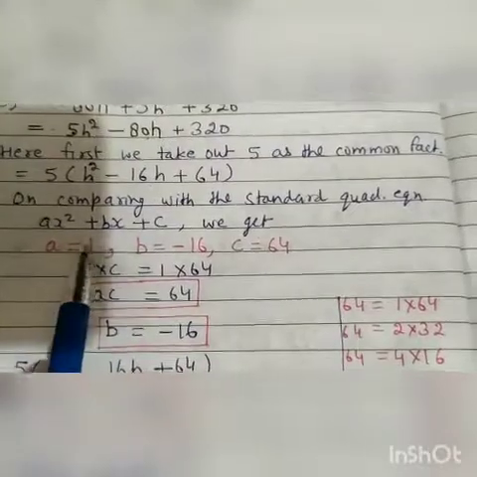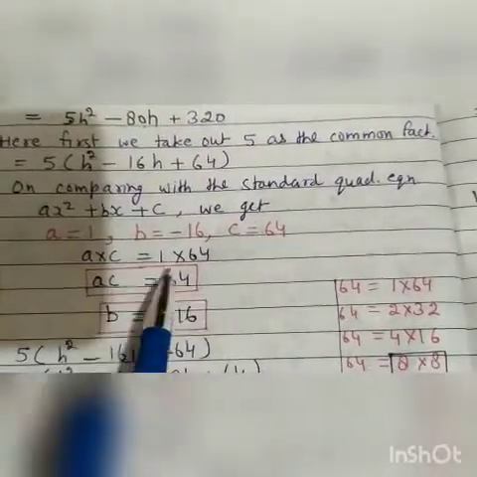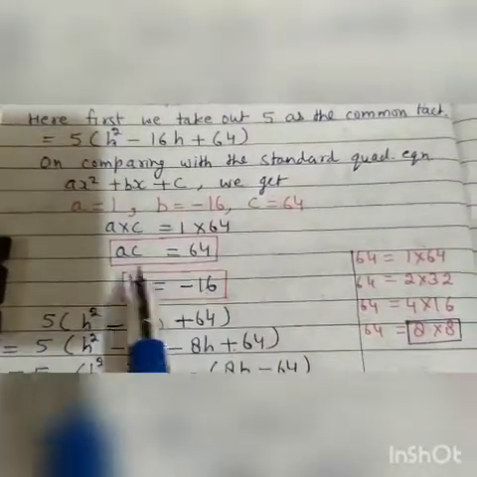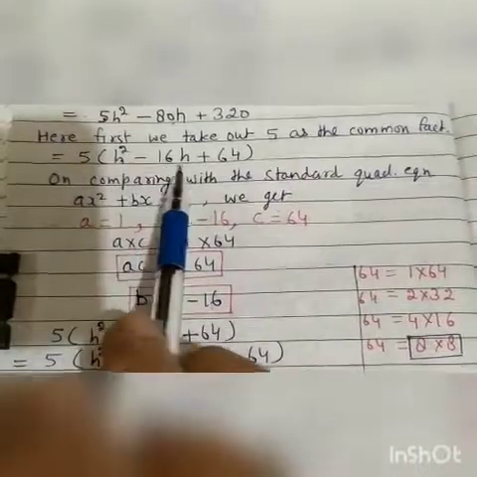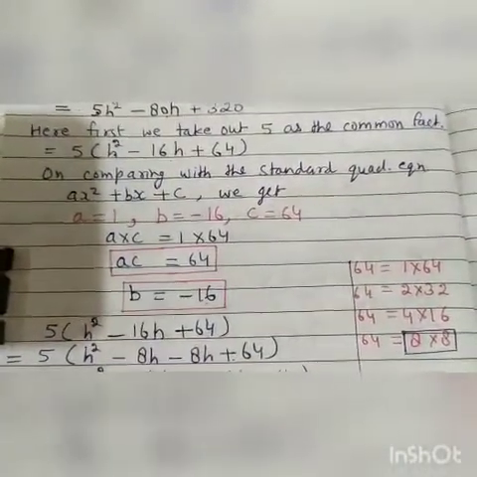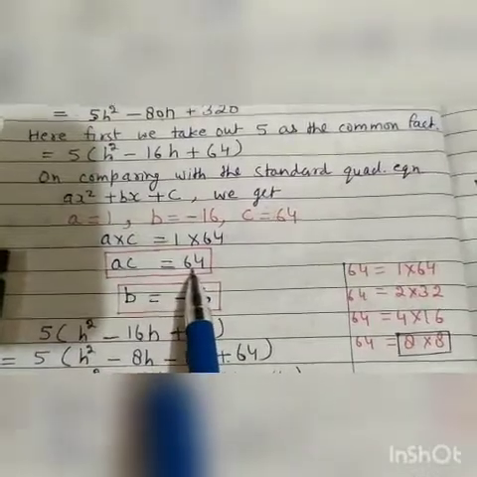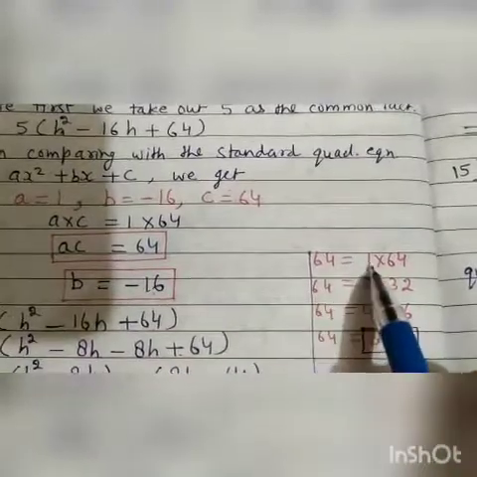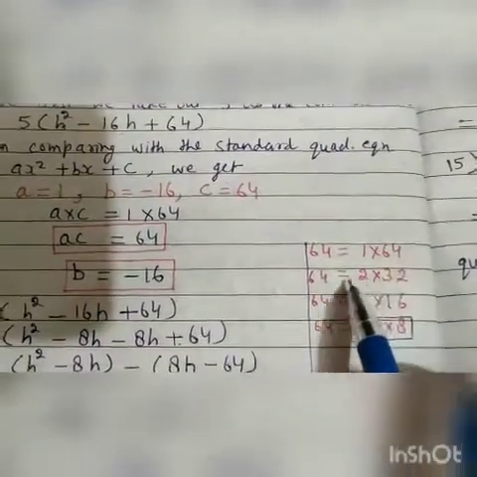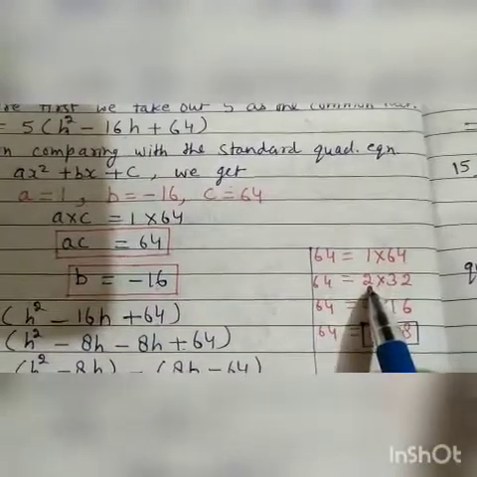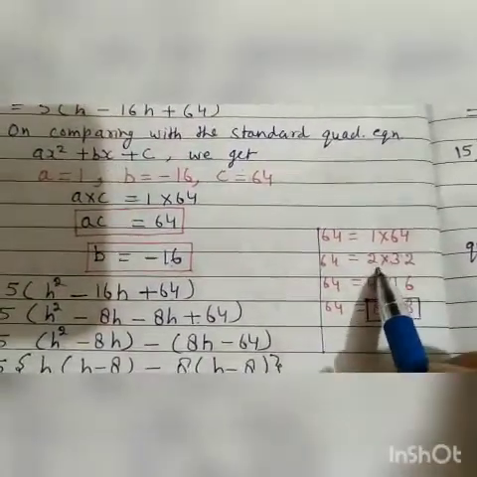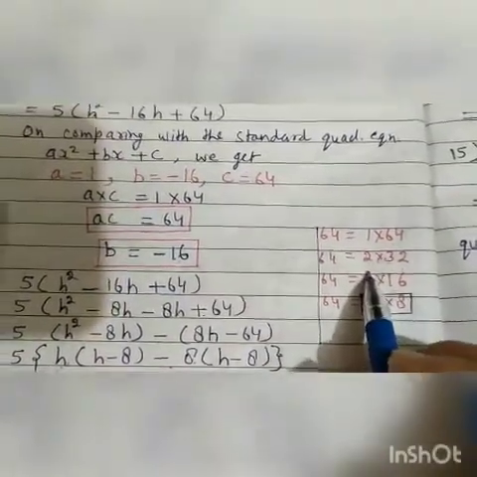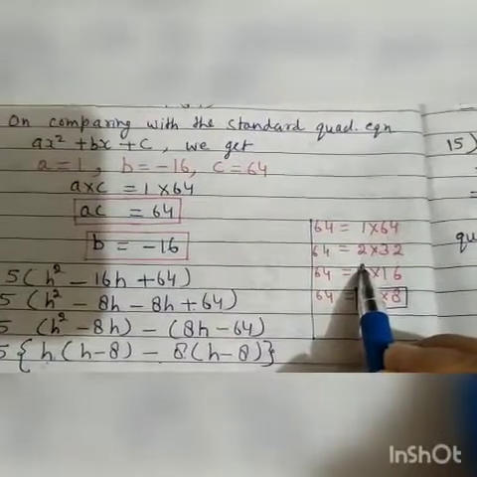Now a into c, 1 into 64 means ac is equal to 64, and b is equal to minus 16. Now we will factorize this value of ac, that is 64. When we factorize it, we see 64 is equal to 1 multiplied by 64. After 1 we will take 2 because 64 is divisible by 2, 2 into 32. After 2, 3 does not divide 64, so we will skip it.